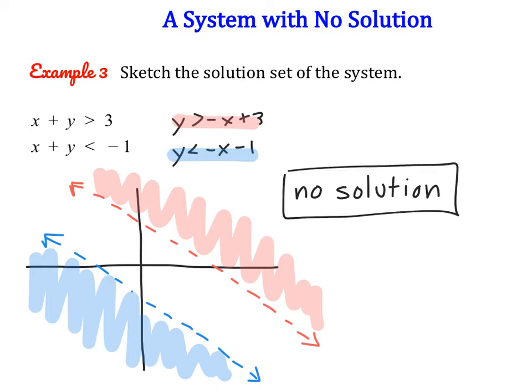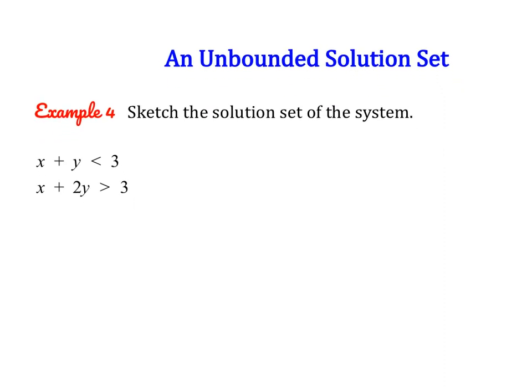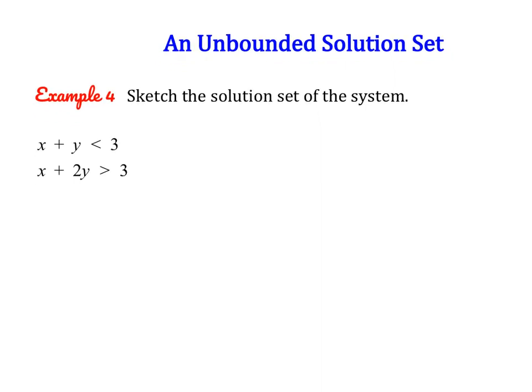So just look out for that. It is a possibility. It's also a possibility to have what's called an unbounded solution set. So in the first example that we did together, we were able to kind of box in our answer. We knew that there was a boundary on all sides, but that's not always the case, and that's perfectly fine. So let's see what this looks like.